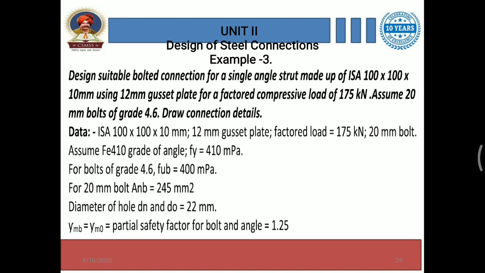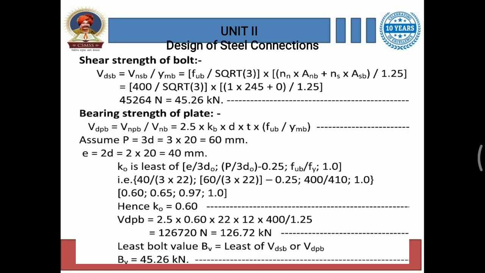Diameter of hole, d naught, is 22 mm because we add an additional 2 to the 20 for the hole diameter. 20 plus 2 becomes 22 mm. Then gamma mb, or gamma m naught, is the partial safety factor for bolt and angle, which we usually take as 1.25.